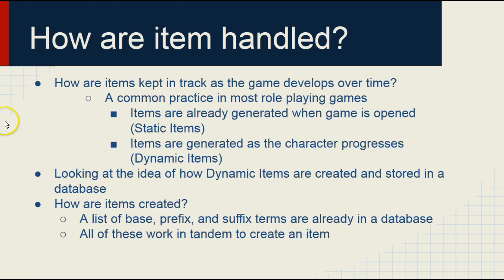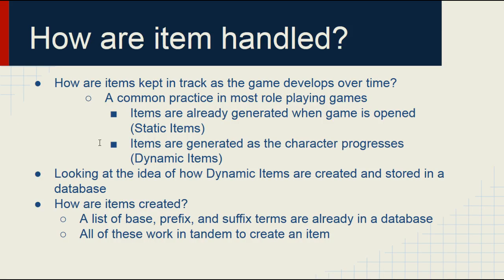Items exist in two forms when it comes to a game. There's static items and there's dynamic items. So static items are items that are pre-existent in the game. So they're items that already exist and have unique stats to them. Dynamic items, however, are items that, as they fall out of a monster or whenever a character buys them off a shop, are generated on the spot. So literally as the game progresses.